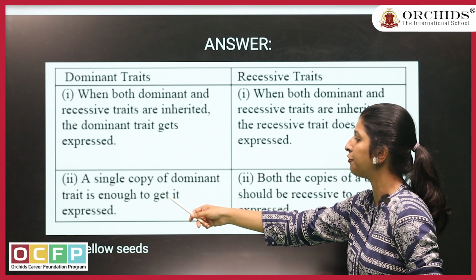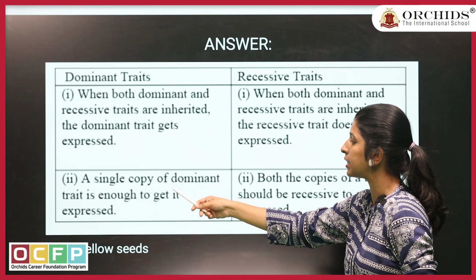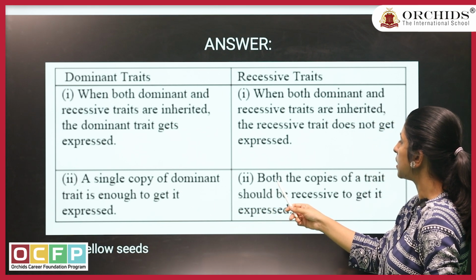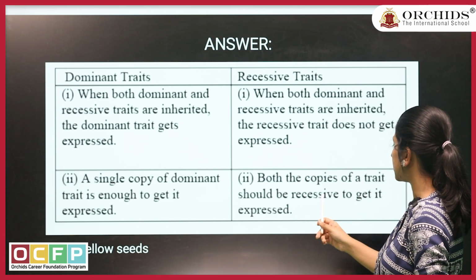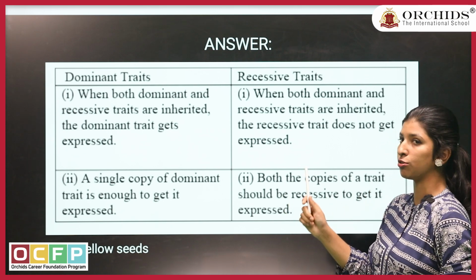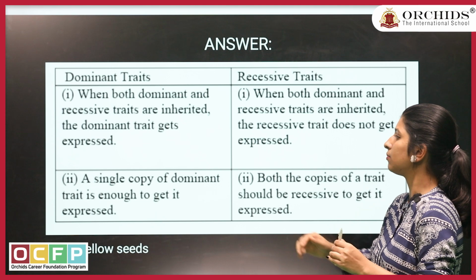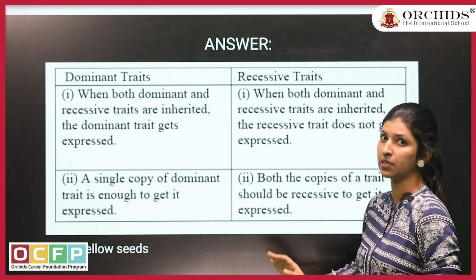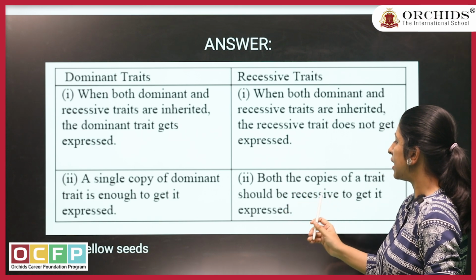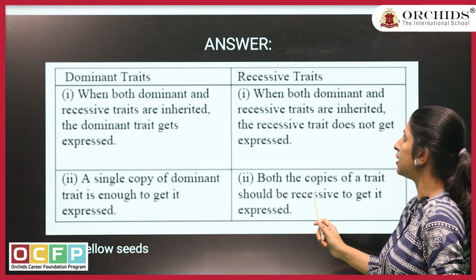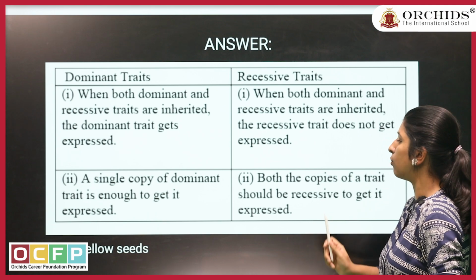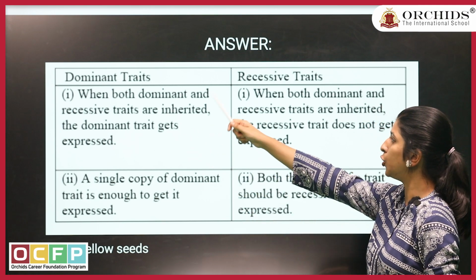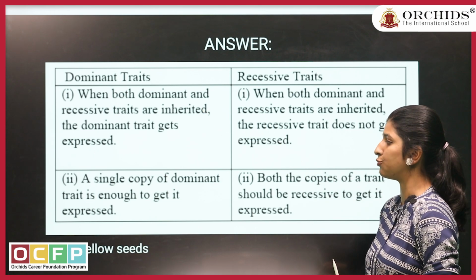And then comes the second difference. A single copy of the dominant trait is enough to get it expressed, and the next difference under the recessive trait is that both the copies of a trait should be recessive to get it expressed. This is also a very simple point. We know that if at least one dominant trait is there, it will express itself, whereas in a recessive trait both the genes of the allele should be recessive, then only it will be expressed. So these are the two differences between dominant trait and the recessive trait.